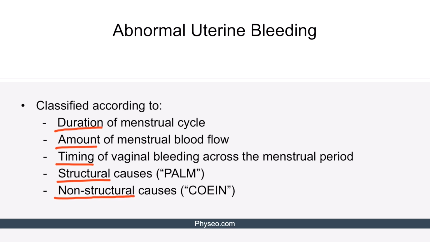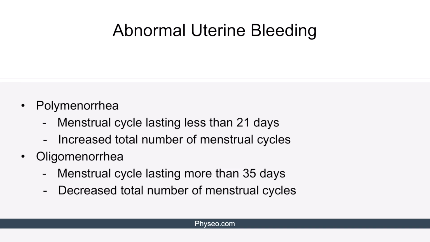But please keep in mind that these conditions are covered in great detail in other lectures. Let's start by classifying abnormal uterine bleeding based on the duration of the menstrual cycle. Polymenorrhea is a menstrual cycle that lasts less than 21 days. Therefore, the total number of menstrual cycles that a woman undergoes through her reproductive life is increased.